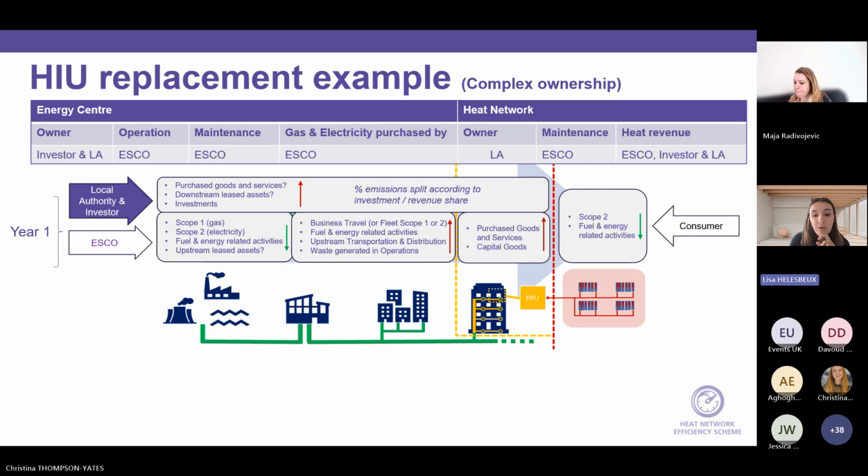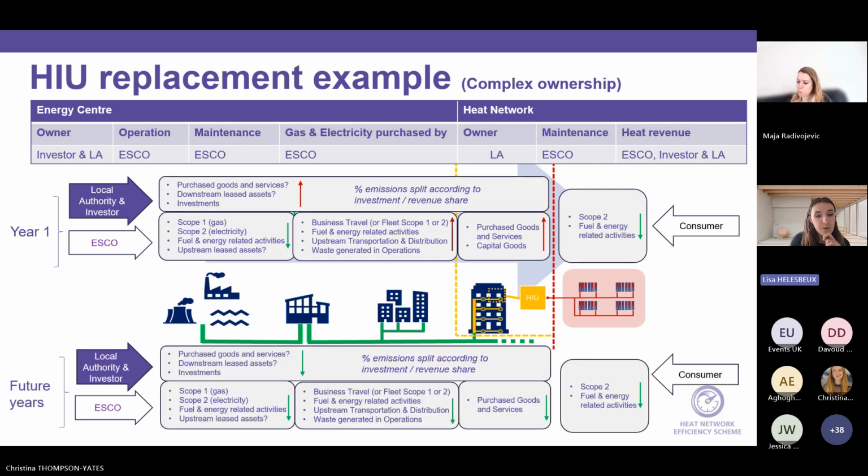So we can now look forward to future years and to what the emissions will be. We will have a similar logic to our water pump example. Since the investor and local authority continue to split emissions in the same way according to their share in the investment, the ESCO maintains its scope 1 and 2 reductions, and as with the water pump replacement, we can assume that the old HIU were requiring a lot of maintenance, and now we will have a decrease in business travel, purchased goods and services, and so on.